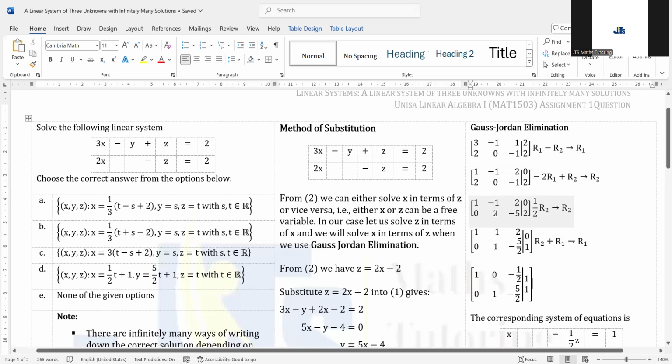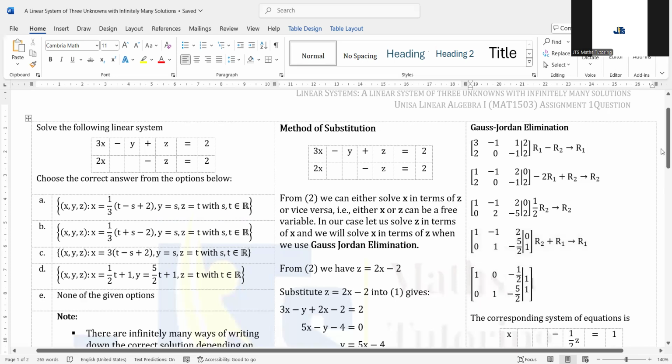All right, I want this 2 right here to be a 1. There's no way I'm going to run away from fractions now. So I'm going to divide row 2 by 2, and you're going to get a 0, 1, negative 5 over 2, and the 1 right here. I now want this negative 1 to be a 0. So it's going to be row 2 plus row 1, where we want 1 plus minus 1, that's 1 minus 1, which gives us a 0. Then negative 5 over 2 plus 2 gives us a negative half. 1 plus 0 gives us a 1 right here.